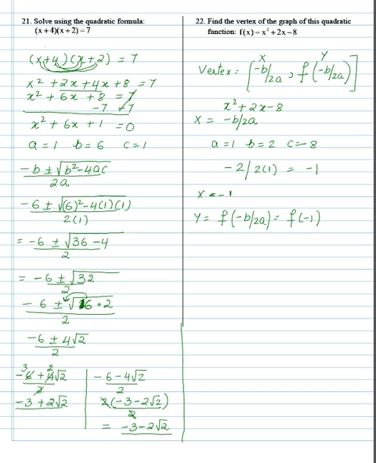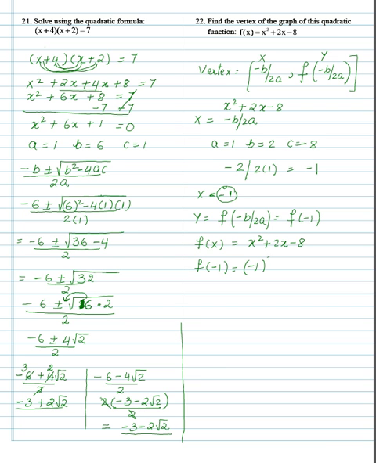So how do I find f of negative 1? What is my function f of x? F of x is x squared plus 2x minus 8. F of negative 1, remember the negative 1 is the x value. That's what the formula for vertex says: f of negative b over 2a. I got negative b over 2a as negative 1, so I'm going to find f of negative 1.